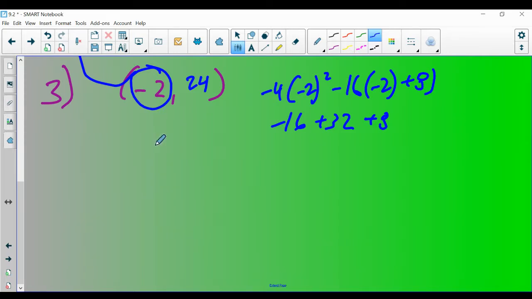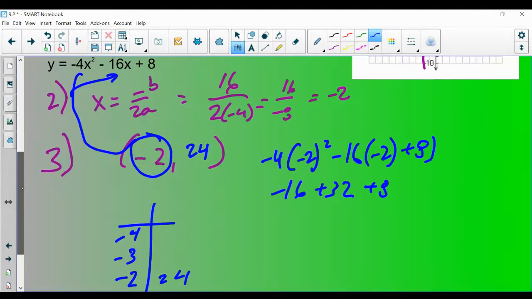Negative 2, 24. Remember, then you make your t-table and throw the vertex in the middle. Negative 2, 24. 1 more than negative 2 is negative 1, and 1 more than negative 1 is 0. Count down going the other way. Negative 3, negative 4. So then you plug in negative 1. See what you get out. Plugging in negative 1 is going to give me negative 4 times negative 1 squared minus 16 times negative 1 plus 8.